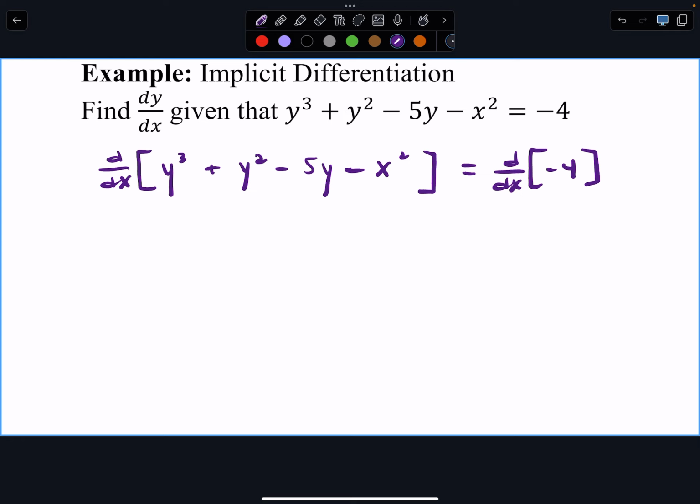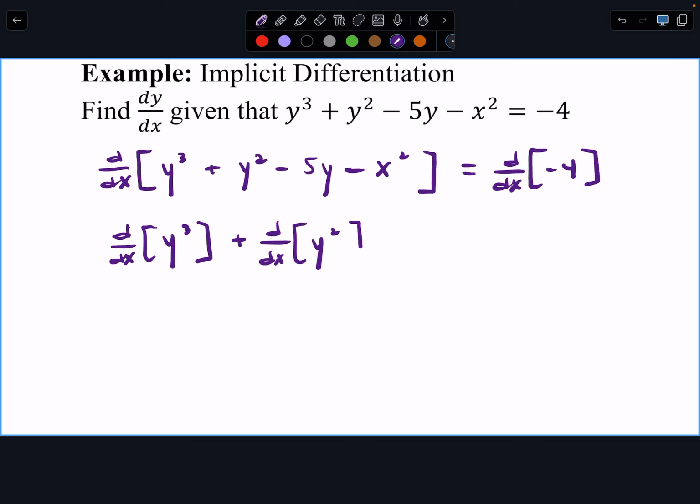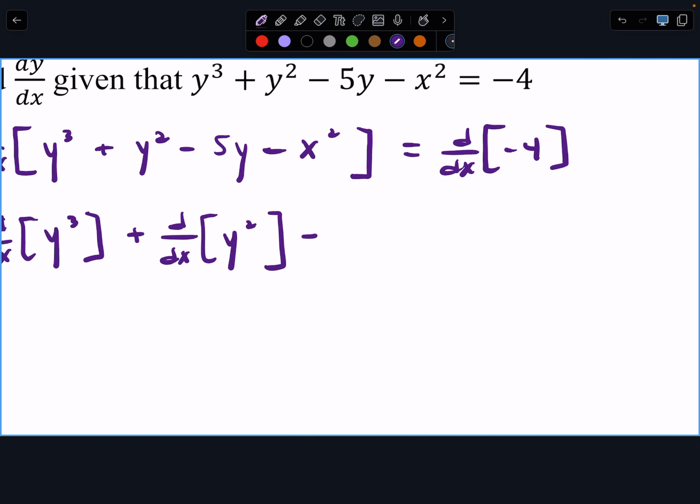I'll go through and relate this to what I've asked you to do for homework, mainly what you were asking about. So this step indicates we're differentiating each side of the equation with respect to x. I'm okay if you leave off this step and go directly to saying d over dx of y cubed plus d over dx. You can't just have the first step and then go. You have to do at least one of the two.